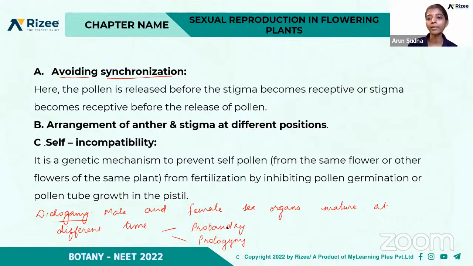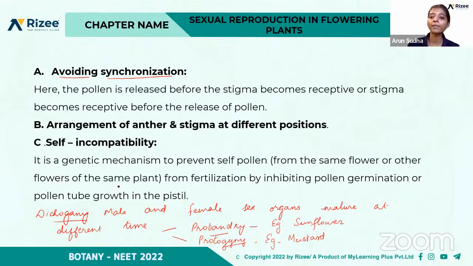Under protandry, the anthers mature earlier than the stigma. The example here is sunflower. In protogyny, gyny refers to the gynoecium, that is, the carpels mature earlier than the anthers. The example is mustard.